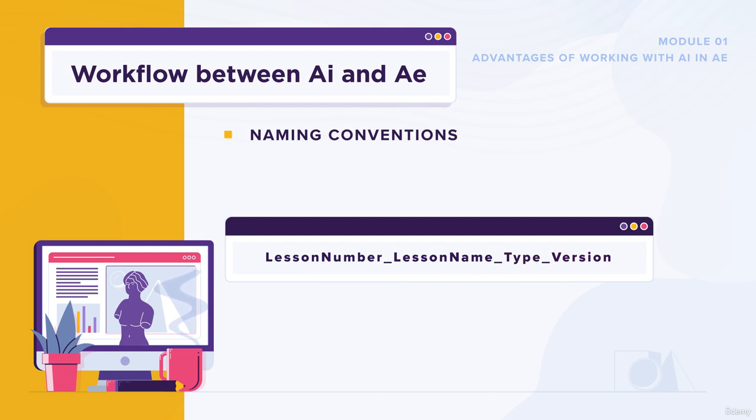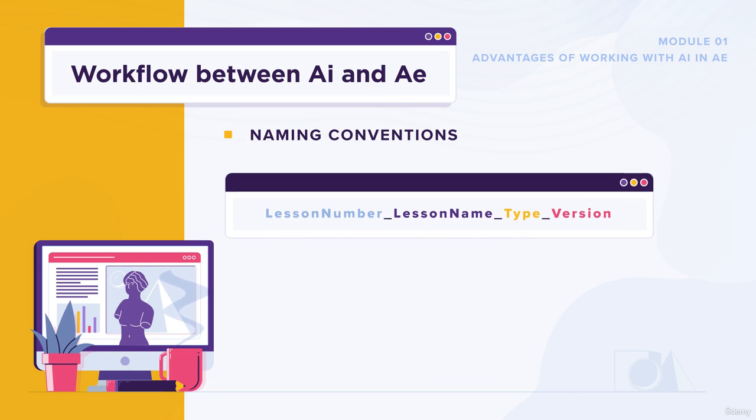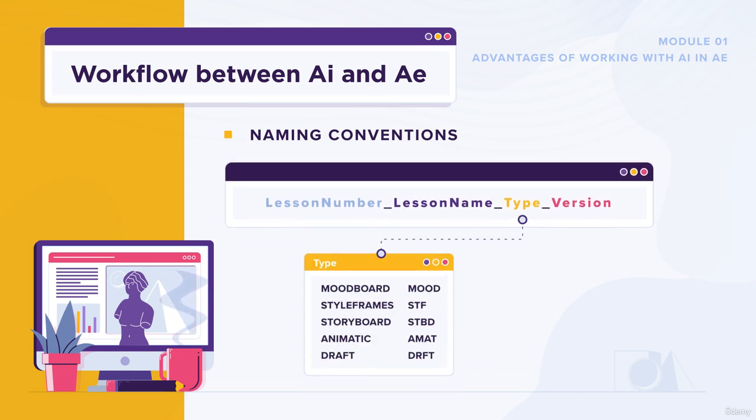A good way to establish them is using something similar to the following example: lesson number _ lesson name _ type _ version. Type should be an abbreviation of what the file is. Here are a few examples: mood board, style frames, storyboard, animatic, draft. The version should always be used as numbers. For example, draft 1, draft 2, and draft 3. Remember, these rules also apply to files, folders, and layers.